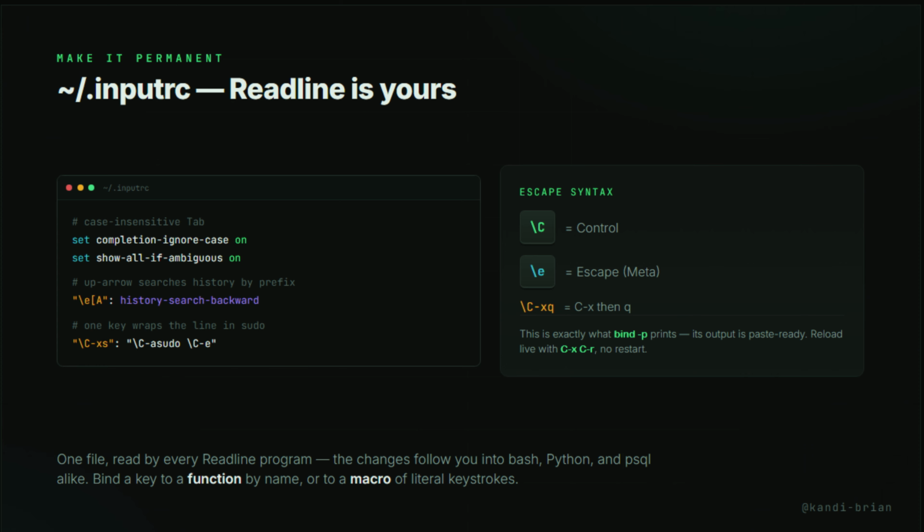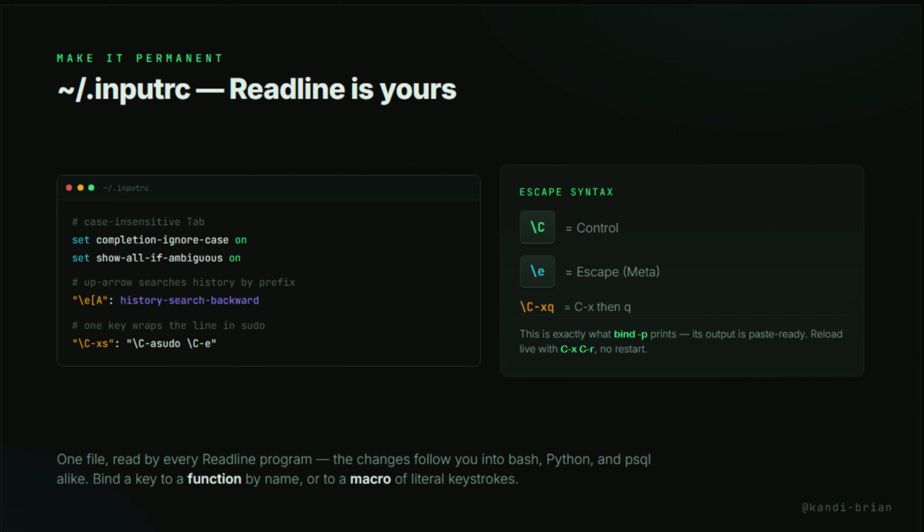Two kinds of lines go in the file. Variable settings tune behavior. Setting completion-ignore-case means tab stops caring about capitalization. Setting show-all-if-ambiguous means one tab immediately shows all options instead of making you press it twice. These kinds of small quality-of-life changes really compound.